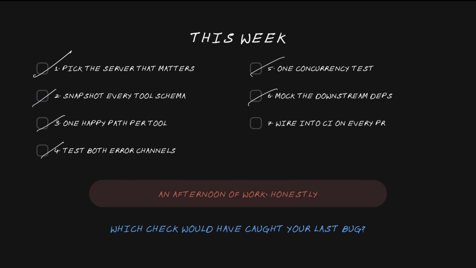And for 6, you might need to mock your downstream services. So mock your downstream dependencies, so the only thing under test is your server's contract and not some third-party APIs. And number 7 is wire the suite into the CI on every pull request. So the lesson is very simple here: MCP servers speak a protocol, and protocols are testable deterministically in milliseconds without a single token spent.